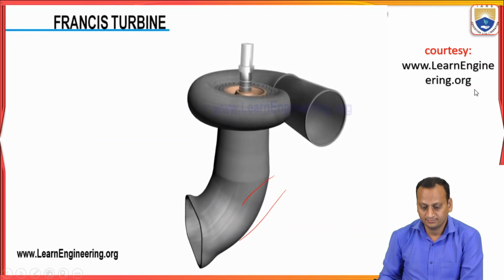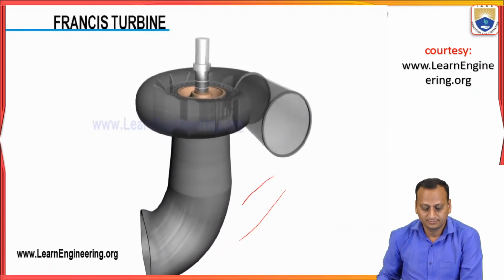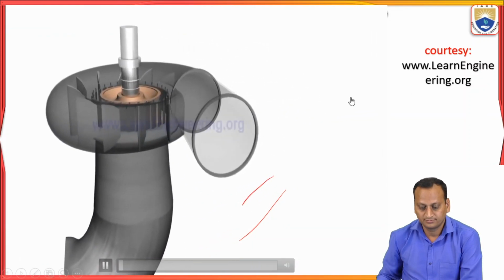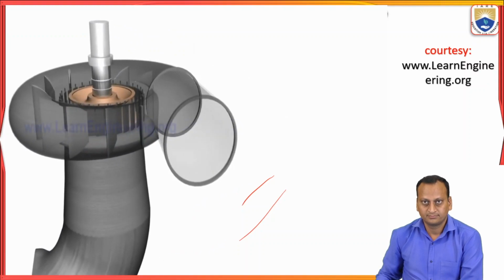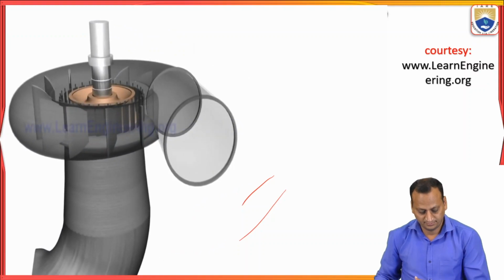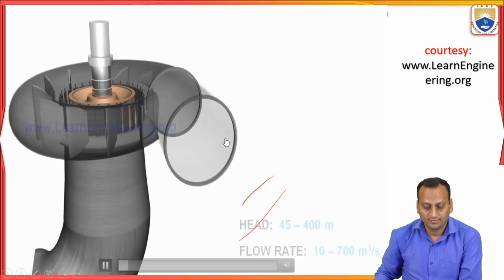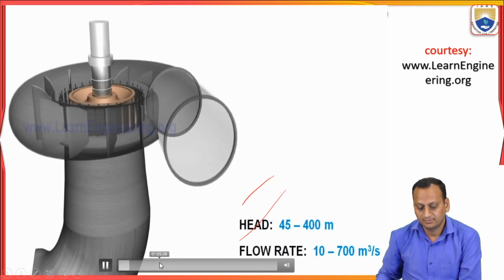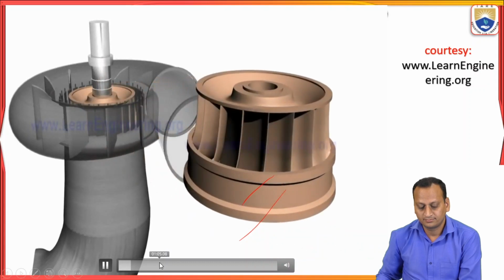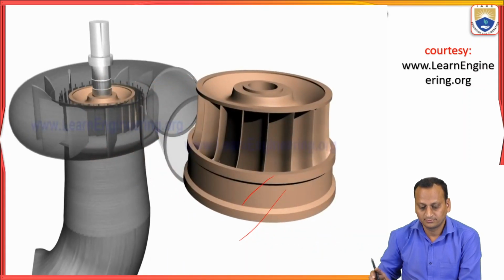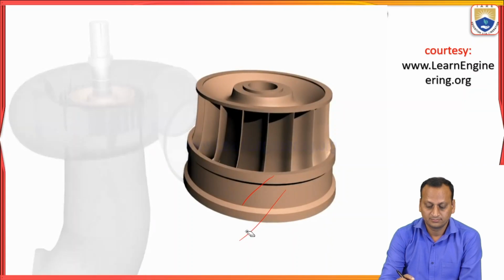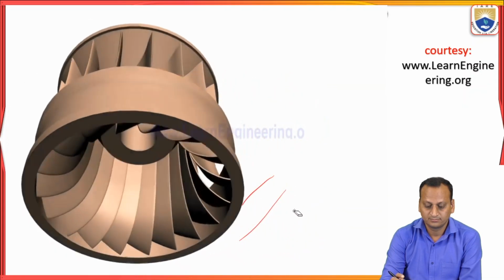Francis turbines are the most preferred hydraulic turbine. They contribute about 60% of the global hydropower capacity, mainly because they can work efficiently under a wide range of operating conditions. The most important part of a Francis turbine is its runner. It is fitted with a collection of complex shaped blades.